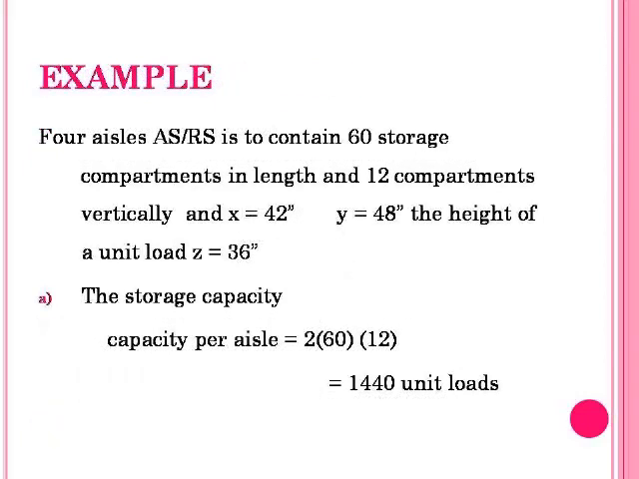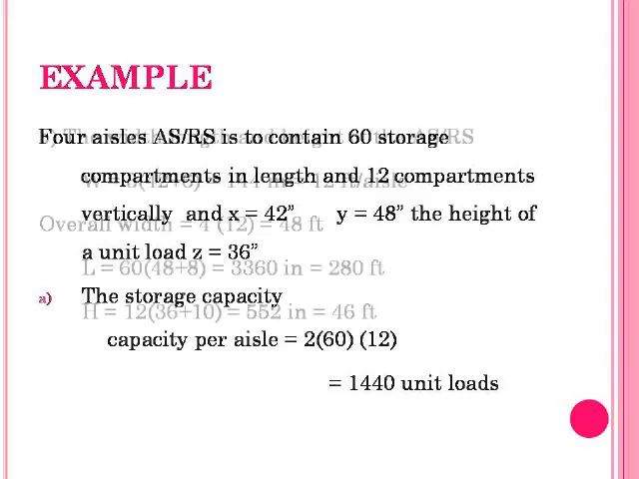Example: a 4 aisle ASRS is to contain 60 storage compartments in length and 12 compartments vertically. Then X is equal to 42 inches and Y is 48 inches. The height of the unit load Z is equal to 36 inches. Then the storage capacity is equal to 2 into 60 into 12, so that is 1440 unit loads.